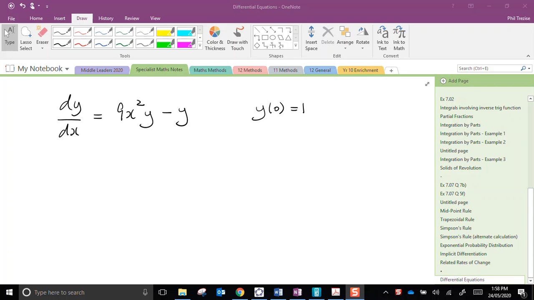Hi everyone, welcome back to the third part of these lessons on differential equations. Again, we have a first order differential equation, and this time dy/dx is not given as a function of x or a function of y, but a function of both x and y. So now what will we do? Well, there's a couple of things we can do.